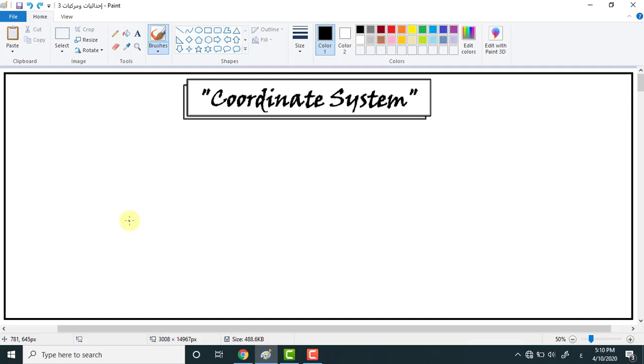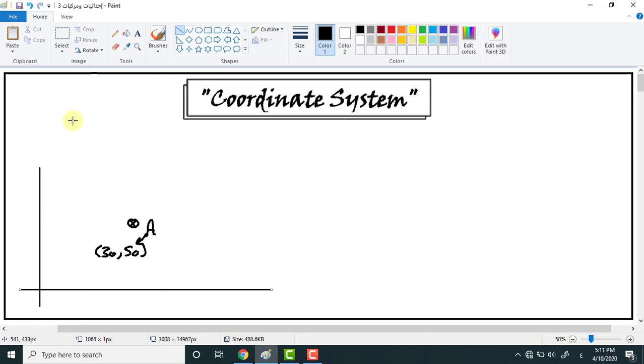Today we will talk about the coordinate system. What is the meaning of coordinate system? If we have a point called point A, the meaning of coordinates of point A, for example, point A is 30 and 50. What is the meaning of this? If we have the origin point here, we call it O. It means point A is located at a horizontal distance from the origin of 30 meters and a vertical distance from the origin of 50 meters.